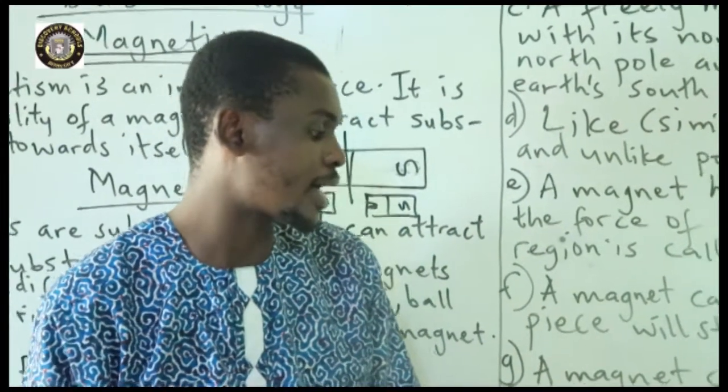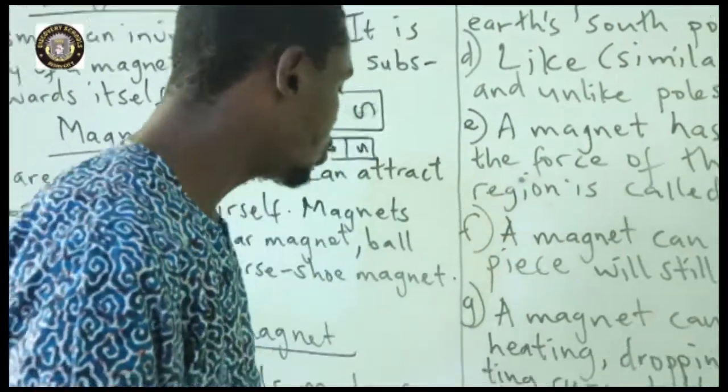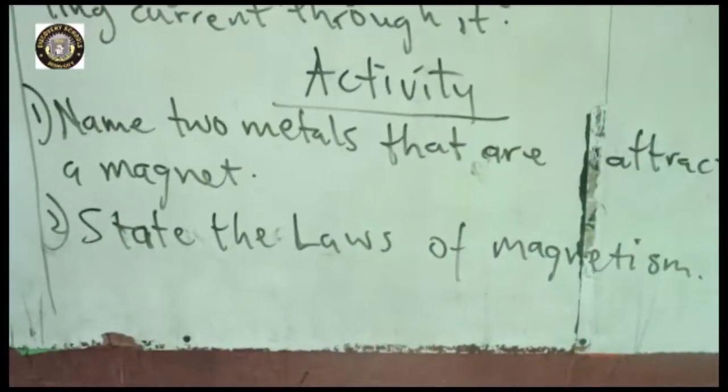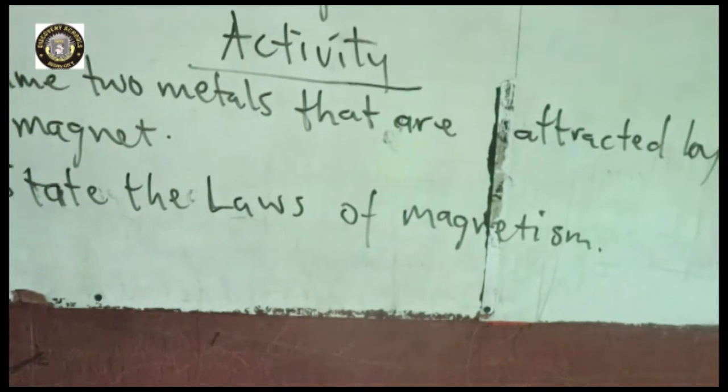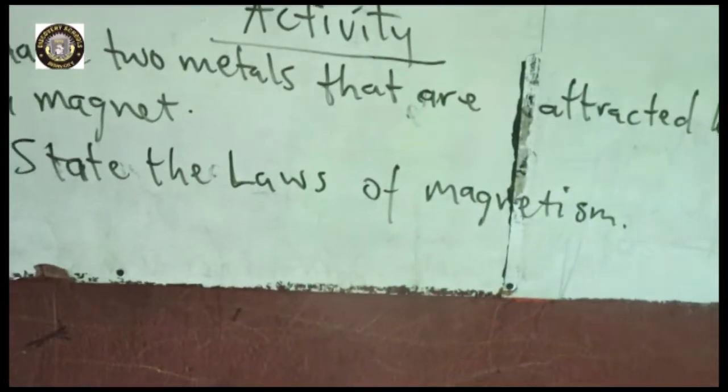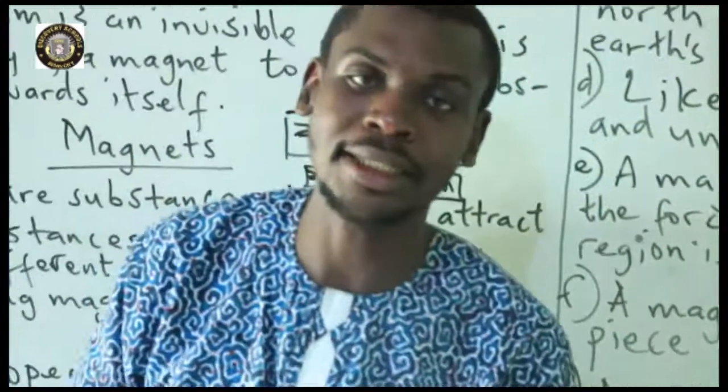So that's all for our class today, and I want you to do this for me at home. Name two metals that are attracted by a magnet, and then state the laws of magnetism.